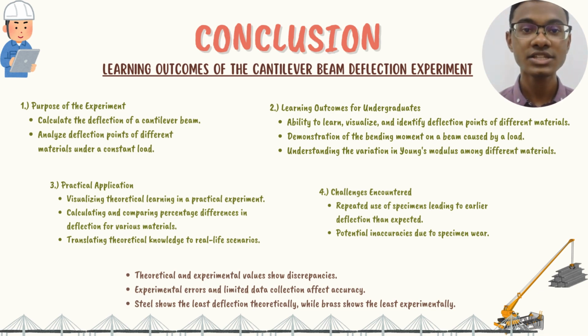The fourth would be the challenges encountered during the experiment. Well, repeated use of specimens leading to earlier deflection than expected is the first challenge that we encountered during the experiment. Besides that, potential inaccuracies due to specimen wear. As a final conclusion, theoretical and experimental values show discrepancies. Besides that, experimental errors and limited data collection affect accuracy. Steel shows the least deflection theoretically, while brass shows the least experimentally.